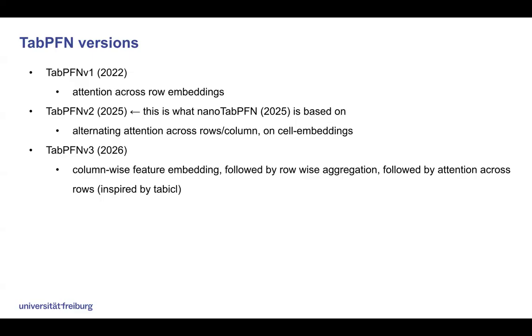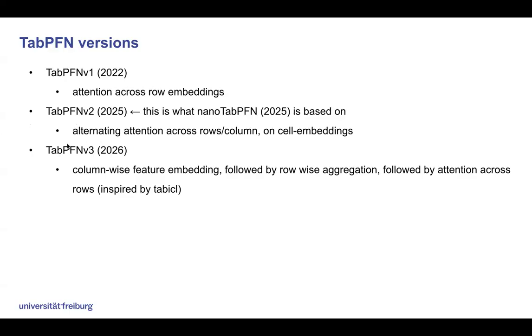Now, TabPFN v2 was released last year, and this is also what we based nanoTabPFN upon. There, we had alternating attention between the rows and the columns of a table. And so there we operated on embeddings of single cells, not rows.